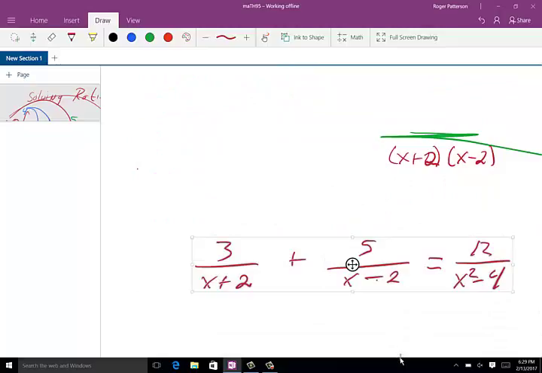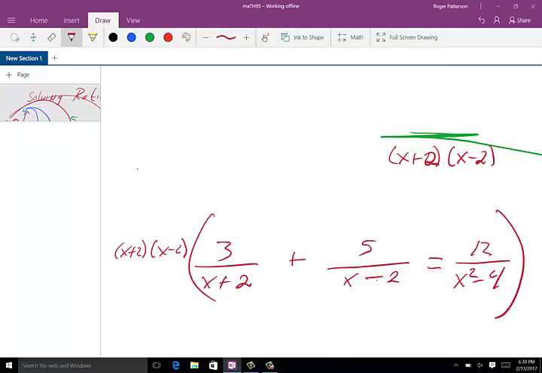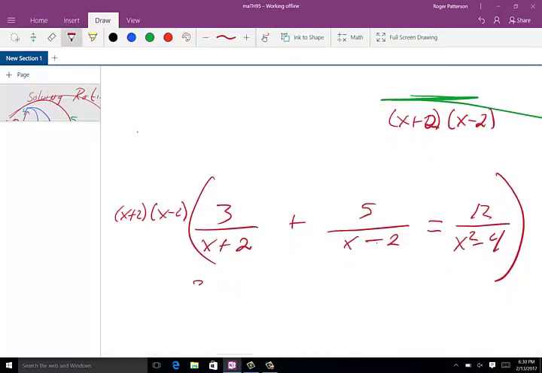There we go. Okay. So now I can multiply by x minus 2 and x plus 2, to this whole thing. All right. So what are we going to be left with? Very far left here. So we're going to be left with 3 times x minus 2.